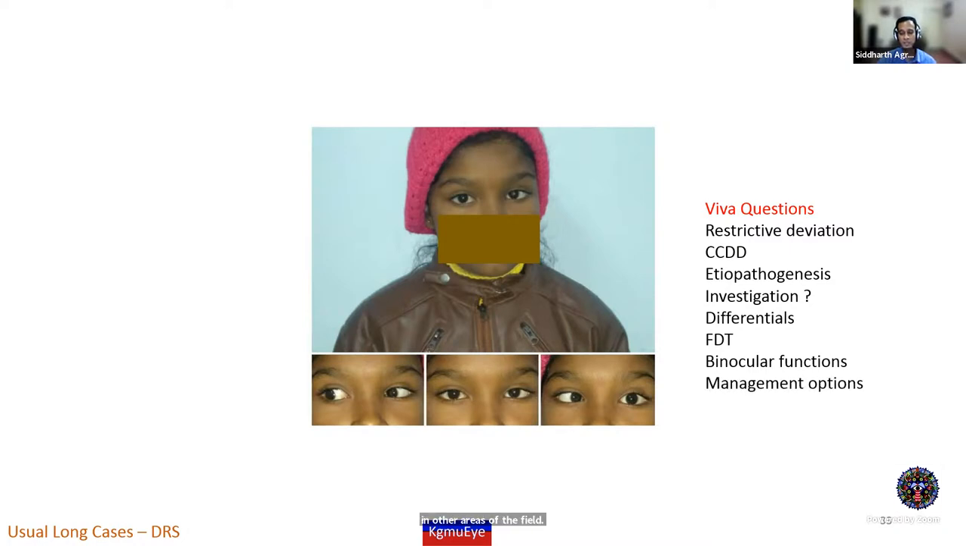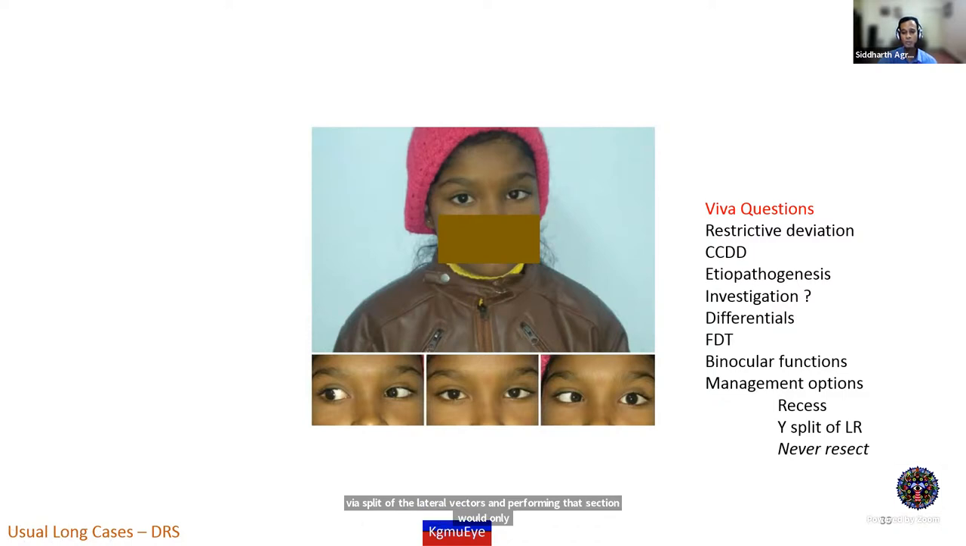What management options can you think of? Now, the suicidal answer here would be performing a resection. You never resect in Duane syndrome, and we usually do a recession or a differential recession. We would recess both the horizontal recti to take care of the palpebral fissure changes and to reduce the upshoot and the downshoot. We can do a wire split of the lateral rectus, and performing the resection would only worsen the palpebral fissure abnormality and the globe retraction.